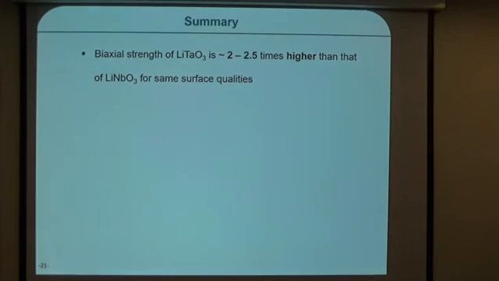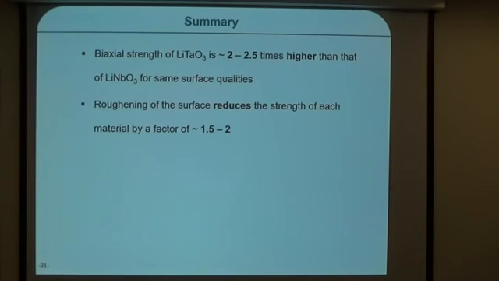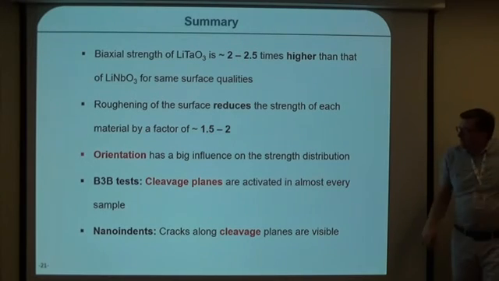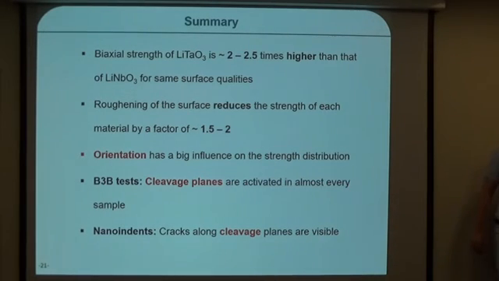So to summarize the results, we saw that the biaxial characteristic strength of lithium tantalate is more than 2 times higher than for lithium niobate for the same surface qualities, that the roughening process reduces the strength by a factor of up to 2, and that the orientation can have a big influence on the strength, because we were able to identify the cleavage planes for our biaxial bending method as well as for the nanoindents.